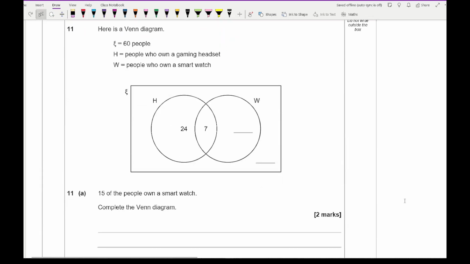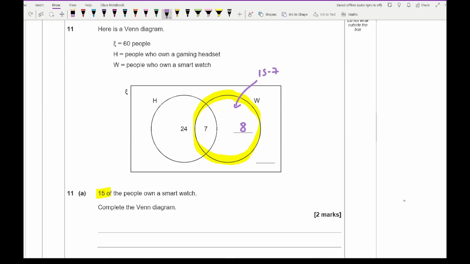Moving on to question 11, it says here is a Venn diagram. The total sample size is 80. H represents the number of people who own a gaming headset, and W represents those who own a smartwatch. For 11a it says 15 of the people own a smartwatch. Complete the Venn diagram. What we know is that everyone inside this W circle needs to add up to 15. So if the middle bit is 7, this bit here is going to be 15 minus 7, which is 8.